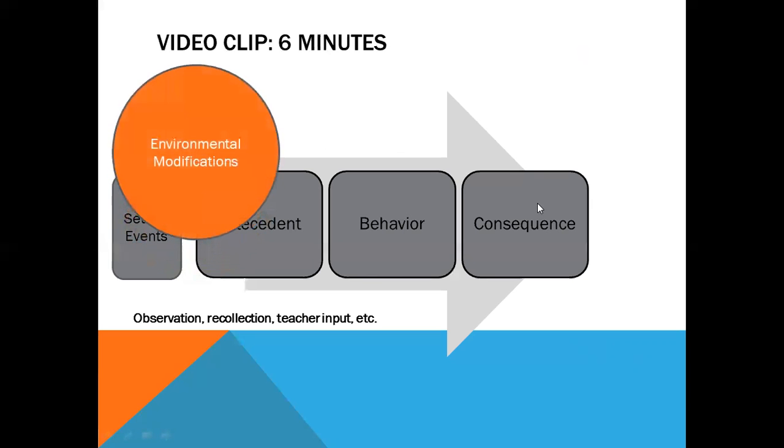When we're talking about environmental modifications, we're talking about changing things here on the front end to reduce the chance that the behavior happens. How can we reduce the likelihood of the student being triggered? How can we set them up proactively to not need to exhibit the problem behavior?